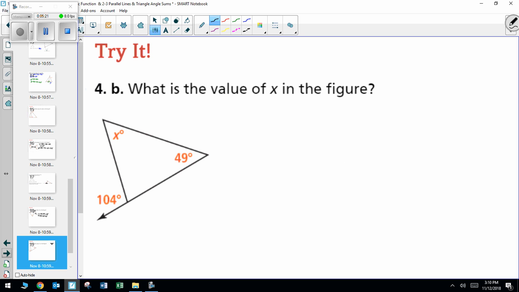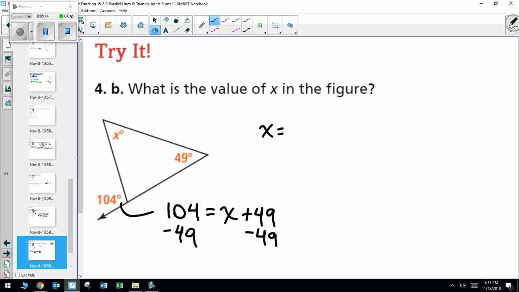So here we can use this knowledge similarly to solve this problem, except my values given to me are different. Here I know that 104 degrees has to be the sum of the two inside. And so if I want to find x, I'm simply subtracting 49 from 104, and I get that x is 55 degrees.